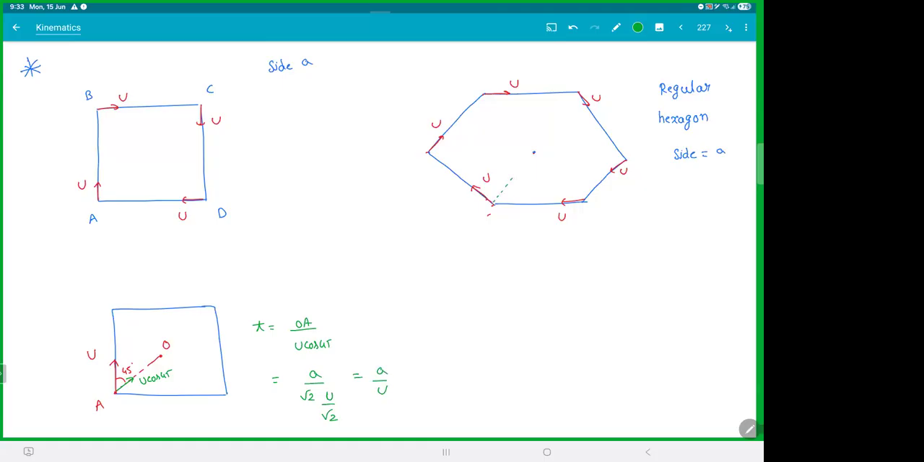Same logic for the hexagon. What is this angle? 60 degrees and 60 degrees. So this component will be u cos 60. This is O and this is A. What is the time? OA by u cos 60. What is AO? In a hexagon, from the center, the distance is a. That is a. u cos 60 is u by 2. So the time is 2a by u. That is how long it took.